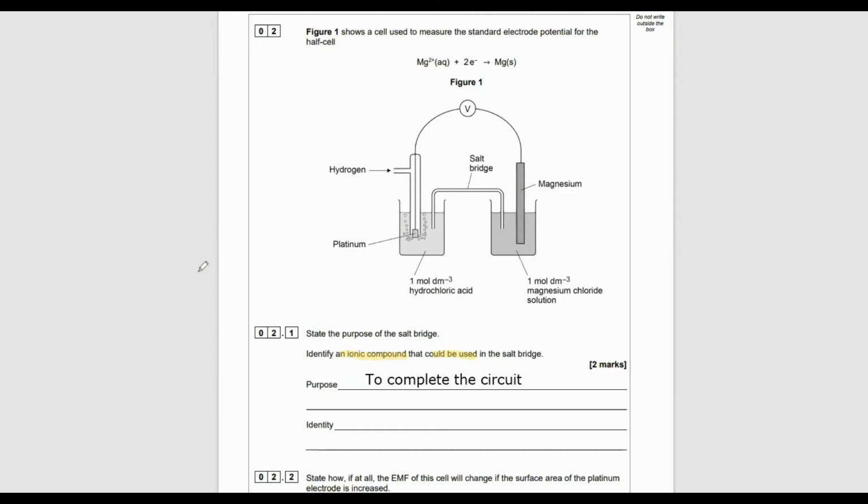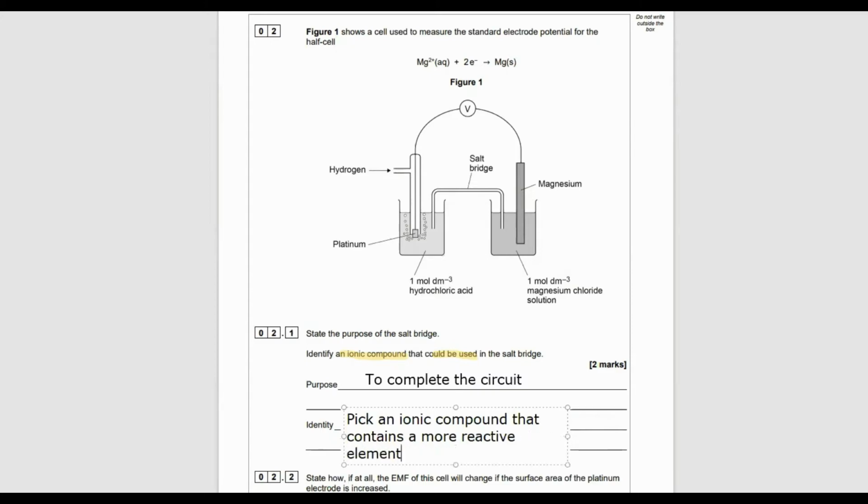Now for the second part of this question, it wants us to name a compound that can be used inside the salt bridge. And really we want to pick an ionic compound or a solution where the metal is more reactive than the one in the half cell. So for instance, if I used copper nitrate, that would be a problem because the magnesium would start displacing the copper and forming magnesium nitrate, and that's not what we want. The salt bridge, we don't want it to get involved in any chemical reactions.